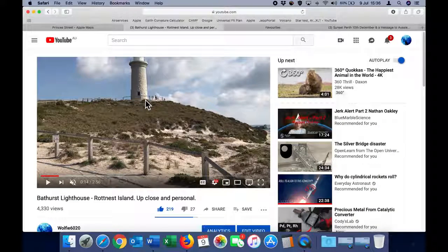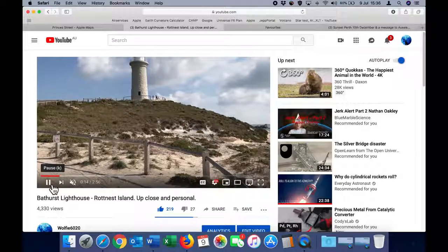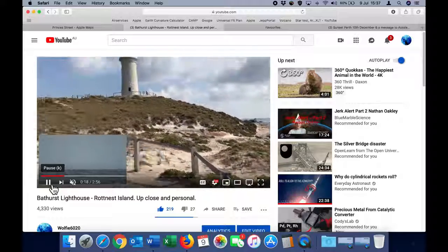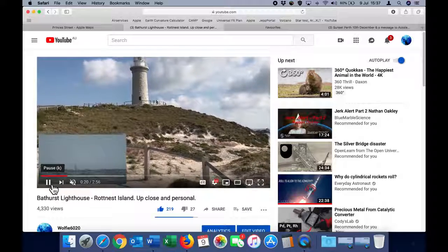Anyone that has visited Bathurst Lighthouse will confirm there is a significant amount of land underneath the lighthouse. And there you can see a person on a bicycle, which gives you an idea of the scale. This video was made on one of my own visits to the lighthouse, and you can see as I pan down to the water and back up to the lighthouse, just how much land is there.